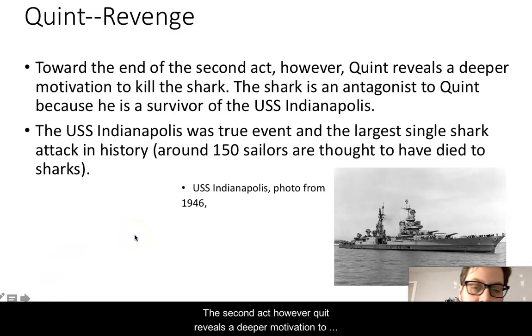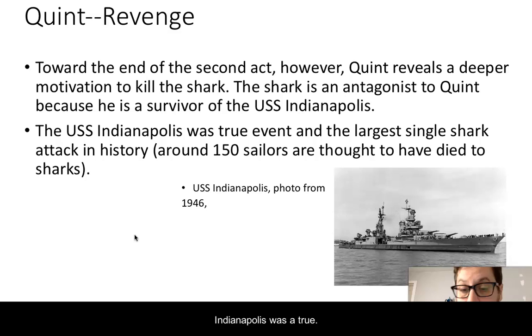But towards the end of the second act, however, Quint reveals a deeper motivation to kill the shark. The shark is an antagonist to Quint because he is a survivor of the USS Indianapolis. The USS Indianapolis was a true event and the largest single shark attack in history. Around 150 sailors are thought to have died due to sharks. Here's a photo of the actual boat.